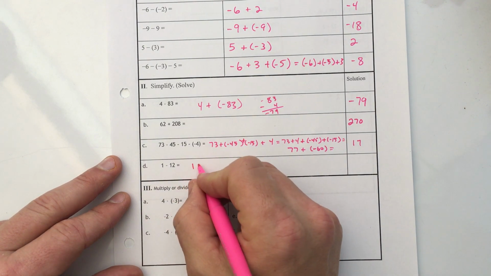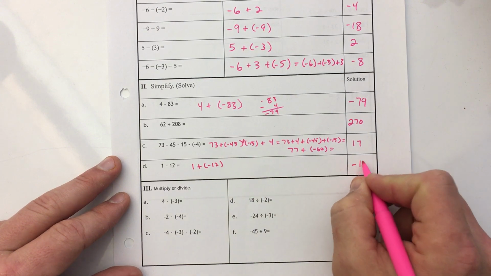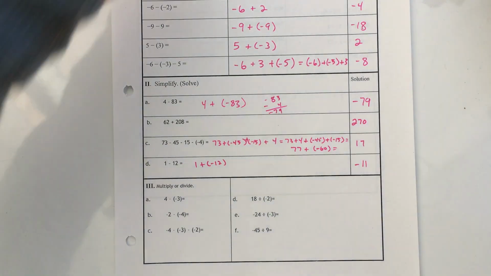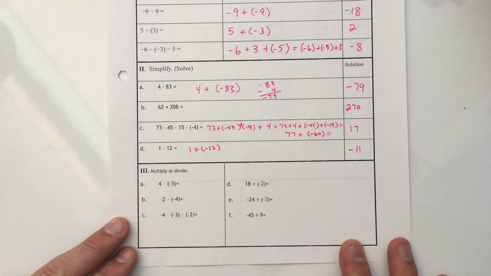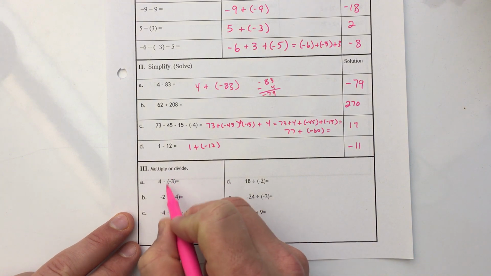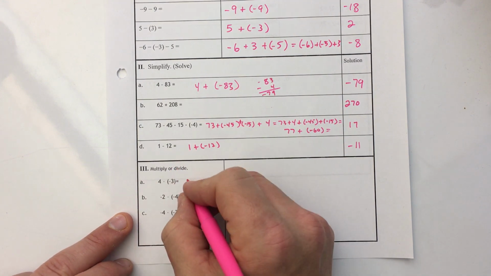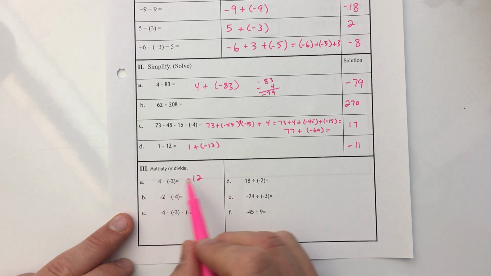1 minus 12, 1 plus -12 is -11. All right. Standard 3, multiply or divide. 4 times -3, 4 groups of 3 negatives, right? Which is -12. 4 times 3 is 12. A positive times a negative is a negative.